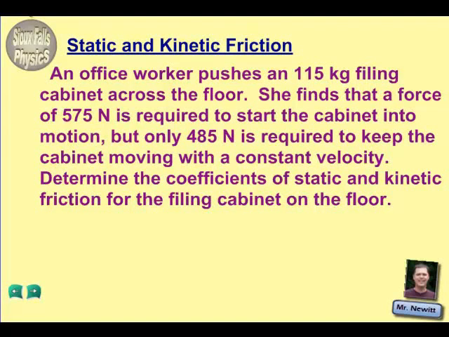We're talking about some static and kinetic friction here. We have an office worker pushing a 115 kilogram filing cabinet across the floor. I guess she couldn't find a dolly or anything to move it with, but this is a pretty strong lady. She finds that a force of 575 newtons is required to start the cabinet into motion, but once it's moving, only 485 newtons is required to keep it moving. The problem asks us to determine those coefficients of static and kinetic friction.